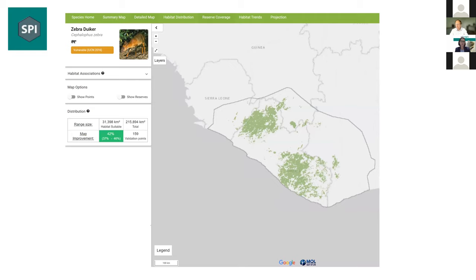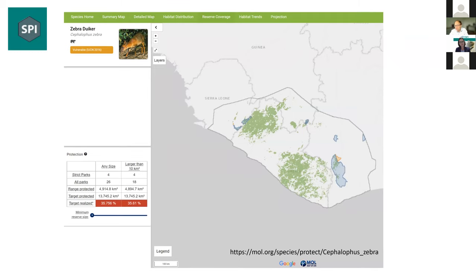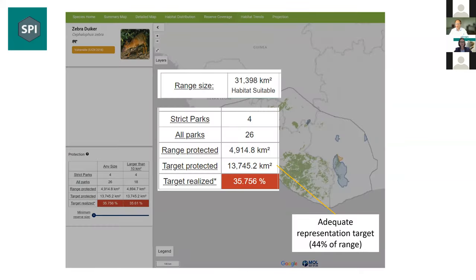Moving on to the species protection index, we're looking at the same map again for the same species, the zebra duiker, but now we look at the reserves, whether those be formal protected areas or OECMs, other effective conservation areas, that are overlapping with the species range. And we're able to do a pixel by pixel, in this case 1 kilometer resolution, assessment of the overlay of these reserves with the species distribution.